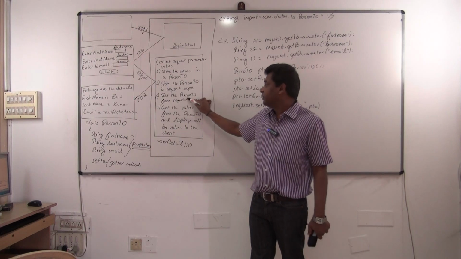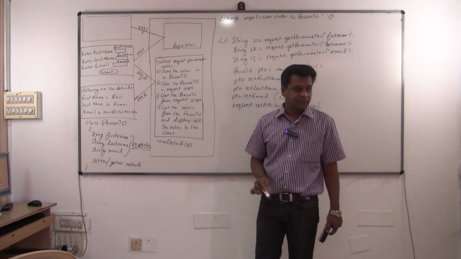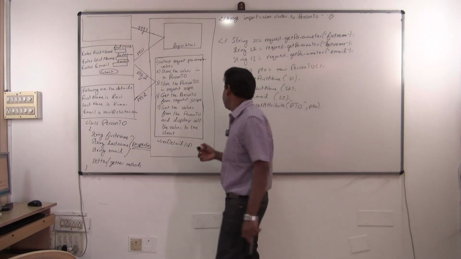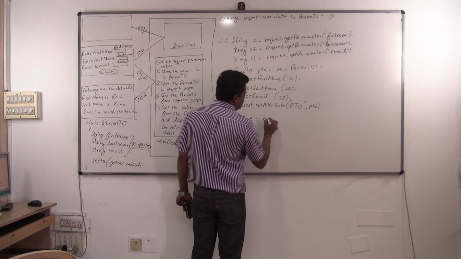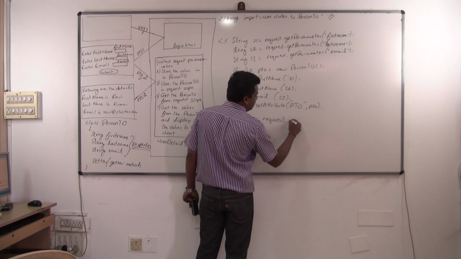Next step is to get the TO from the request scope. Again, I have to get it now. How will you get it? Object E is equal to request.getAttribute.